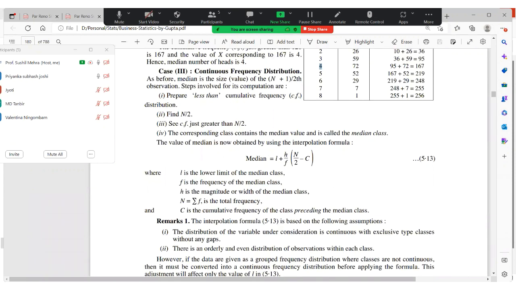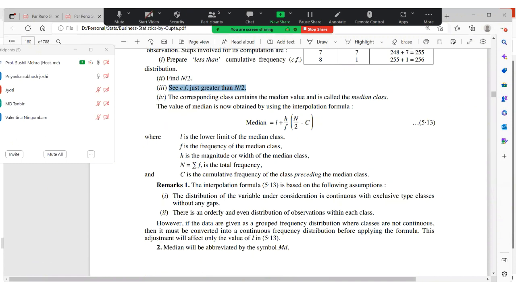In the case of a continuous frequency series, similarly, arrange the data in ascending order, find cumulative frequency, then find n by 2. Then see in the cumulative frequency the value just greater than n by 2. That is called the median class. So the formula for the median is L plus h upon f into (n by 2 minus C).